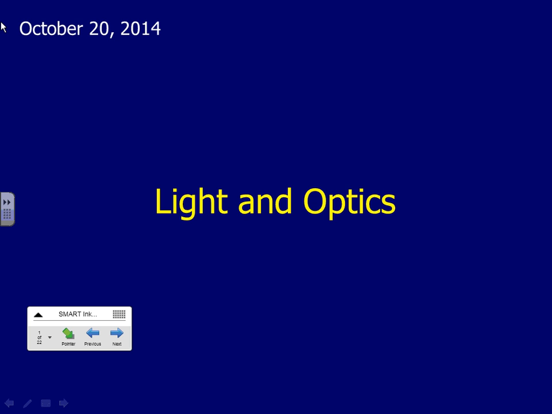The first part we're going to deal with is what light is. What is light and how do we make light? And then an introduction to the way light moves and what it does. And then the second part of this unit deals with what happens when light bounces off of a substance, and we call that reflection.